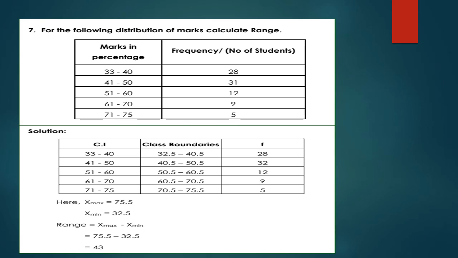First we will find the range. The range means the maximum value minus the minimum value. The maximum value is 75.5 and the minimum value is 32.5. By subtracting maximum minus minimum, we get 43.